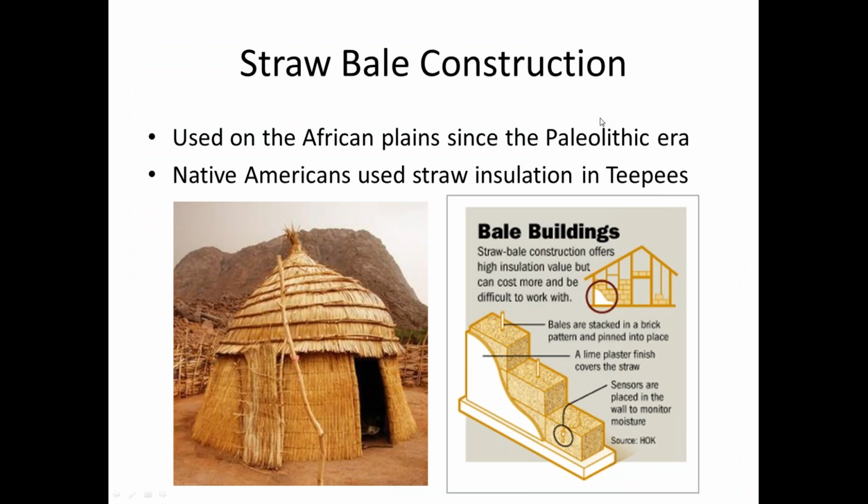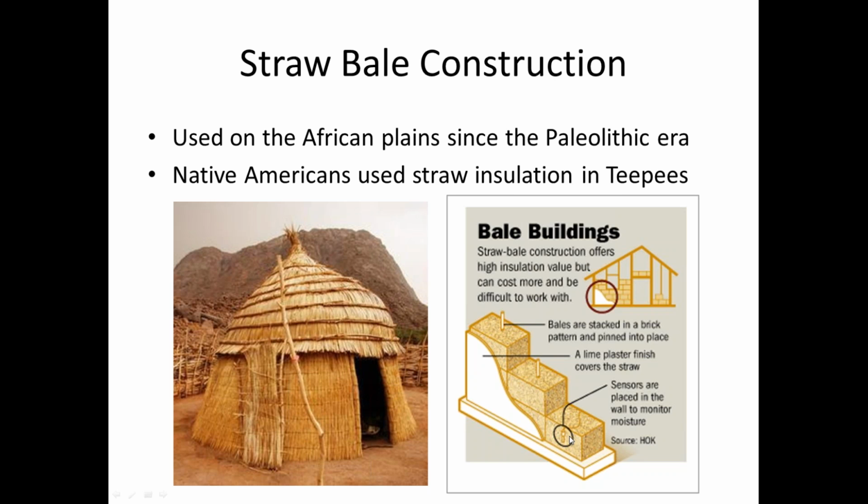And so the second one we're going to talk about is straw bale construction. Building houses out of straw has been done on the African plains since the Paleolithic era. In the United States, Native Americans used straw insulation in their teepees. And today we're seeing a growth in this sort of straw bale construction design.